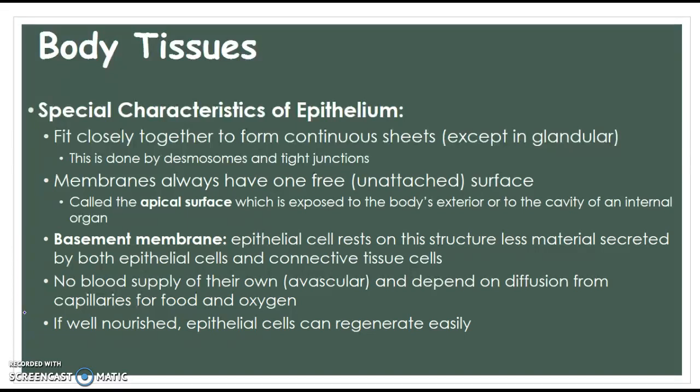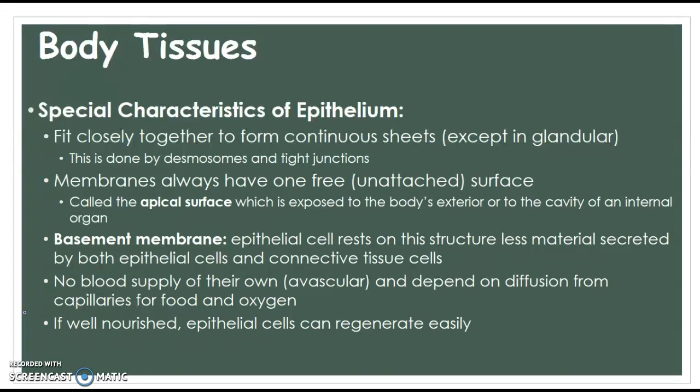They also have an unattached surface called an apical surface. This means that it's just facing out into air, into something exposed. So for example, the outer layers of your skin are exposed to the outside environment. So the apical surface of that epithelial tissue isn't going to be attached to anything. It's going to be just facing the outer portion.